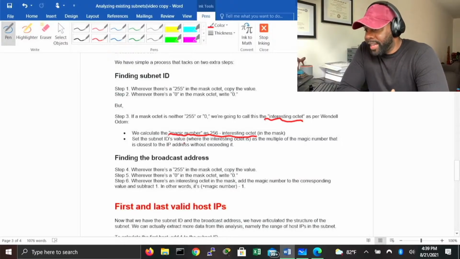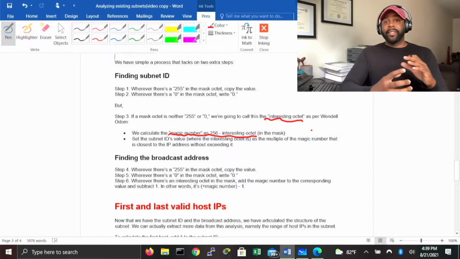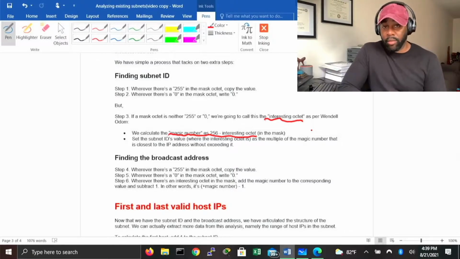So we set the subnet ID's value where the interesting octet is as a multiple of the magic number that is closest to the IP address without exceeding it. Now, this is where the whole group size idea comes into play. It might be confusing now, but as you work through the problems, you're gonna see what we're talking about. So let's take a step back real quick. What is the magic number? The magic number is the group size, the size of the subnet, the size of the group of IP addresses in that subnet.